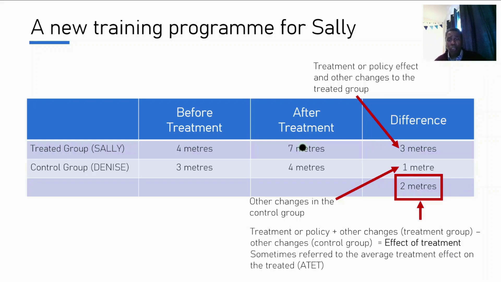So this is the policy or the treatment plus the other changes, the fibrous diet, etc., minus the control group's other changes, for example, the rest, which equals the actual impact. So this is the effect of the treatment, which is sometimes referred to as the average treatment effect on the treated, or ATET. The task here is to isolate all the noise. So the noise is the fibrous diet or the rest, or whatever it might be. When we take that noise out of the equation, we are then left with the actual policy itself. So the effect of the training program that Sally has been through.